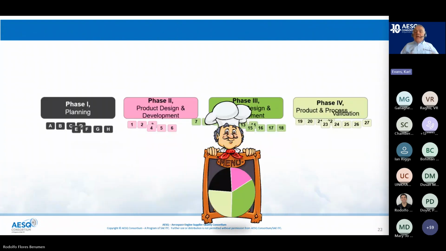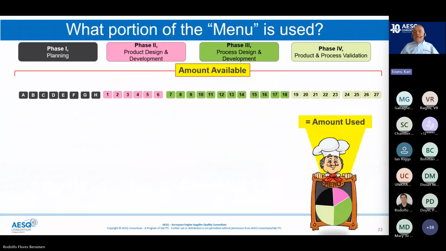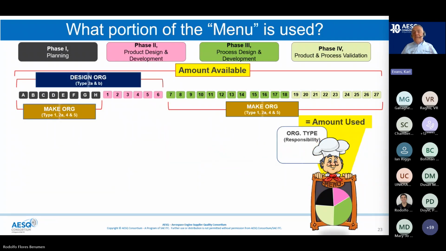So think about the content of APQP as a menu. The next question needs to be, well, what amount do I use? How do I determine which of these I actually use? And there's two key pointers we give in terms of the Gold Book. The first one is the organization type.